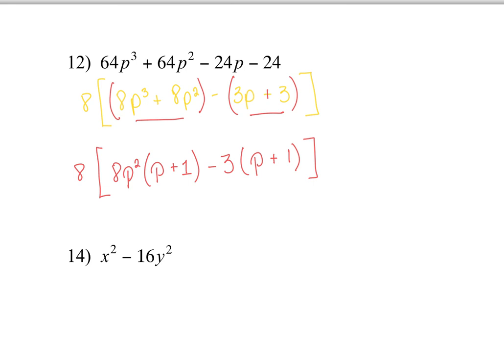My final step here, if you took out a common factor at the beginning, that's part of your answer, 8. Then I'm going to look at the group that I have in common. Then I'm going to look at what is left over, which makes up my second group.